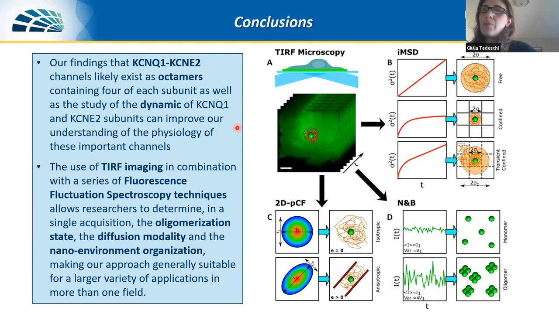And from the methodology part, I would like to highlight that the use of TIRF imaging, which is really used for membrane studies, can be done in combination with all of these techniques. So from the same data set, you can get information about the oligomerization state from NB, the diffusion modality from MSD, and the nano-environment organization. So this is an approach that can be easily applied to a large variety of different kinds of studies.